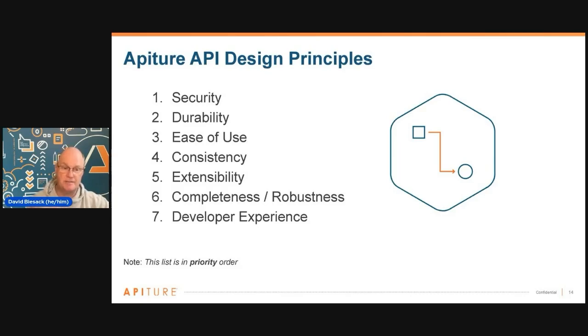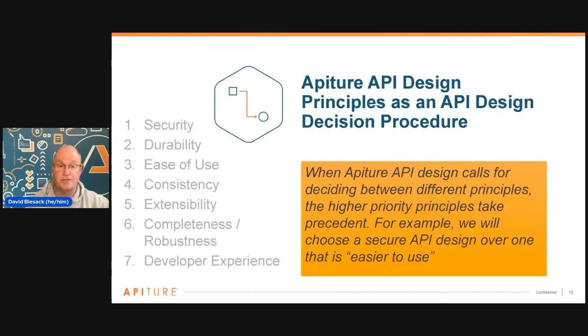And what this means is, in this priority list, everything trumps everything below it. So if there's a decision between making the API easy to use versus keeping it secure, we're going to fall on the side of keeping the API secure. And we'll give up a little bit of ease of use, or we might give up a little bit of extensibility or consistency in order to keep it secure. So this is what guides our decision procedure whenever we have an engineering decision to make.